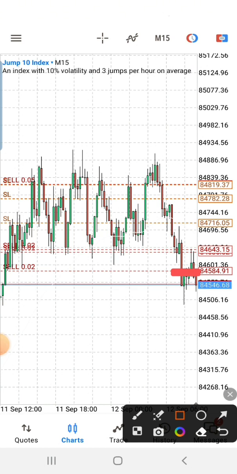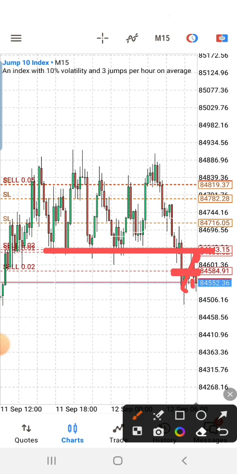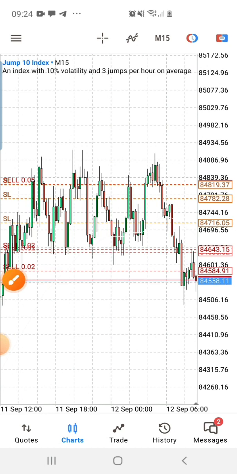Then after that second entry, the price also put me into some losses, a few kinds of drawdown, and retested my level. Okay, look at my level. The price started to go back and retest that level. That's exactly where I made the next entry, and I'm hoping that the price will push all the way to the downside.